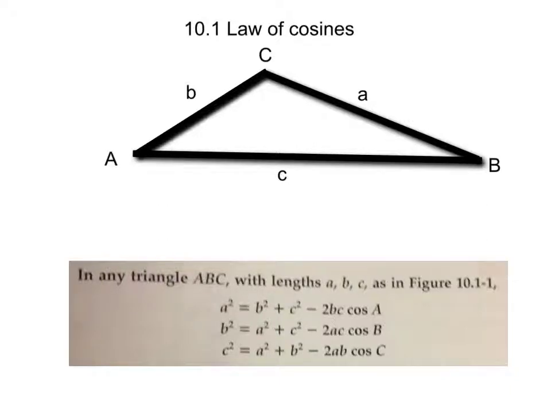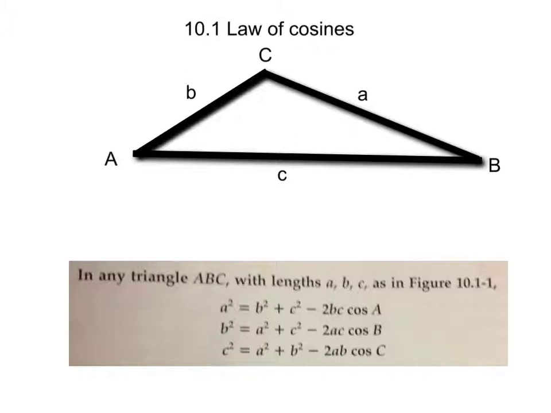Section 10.1 deals with the law of cosines. The law of cosines allows us to solve triangles that are not right triangles. SOHCAHTOA and the Pythagorean theorem do not work with a triangle that's not a right triangle.